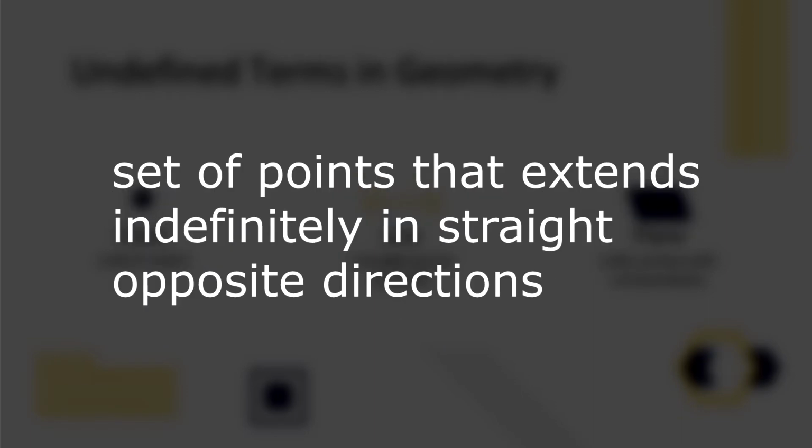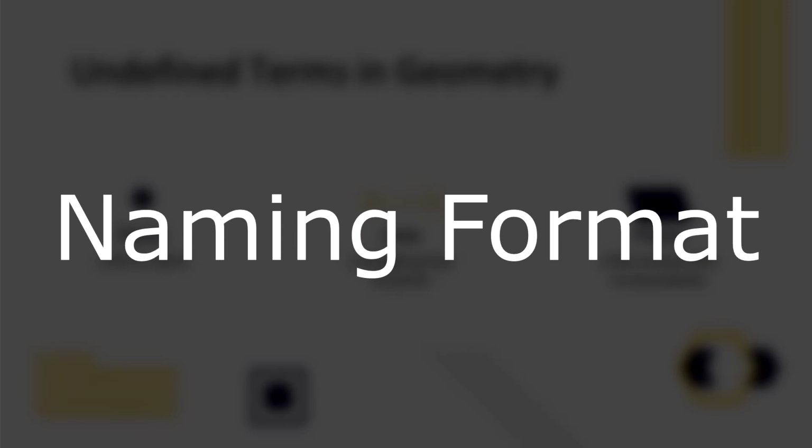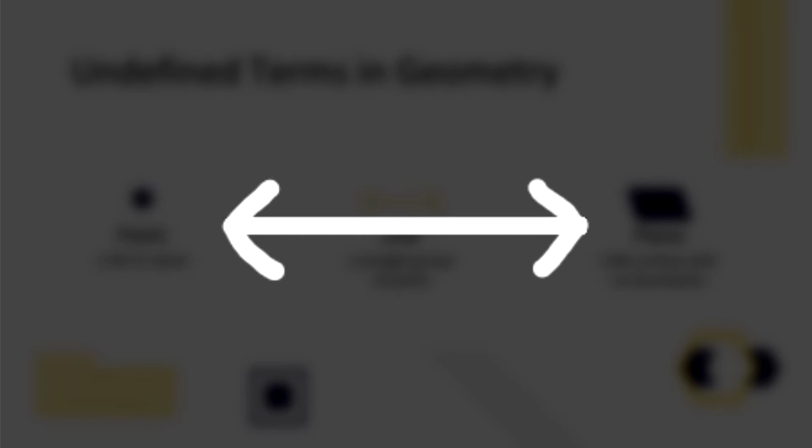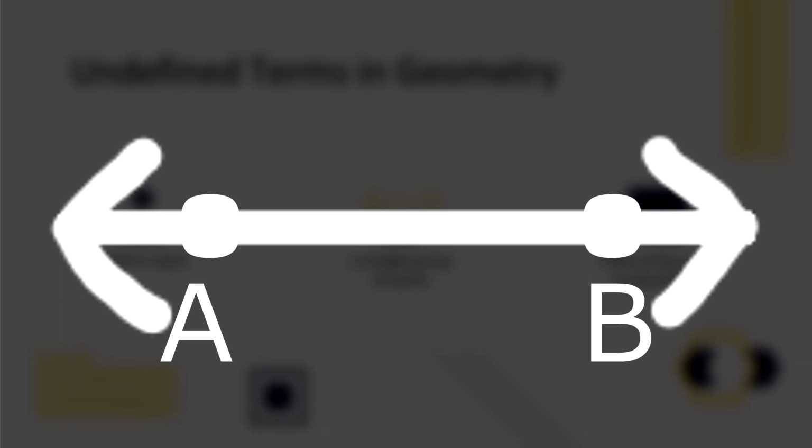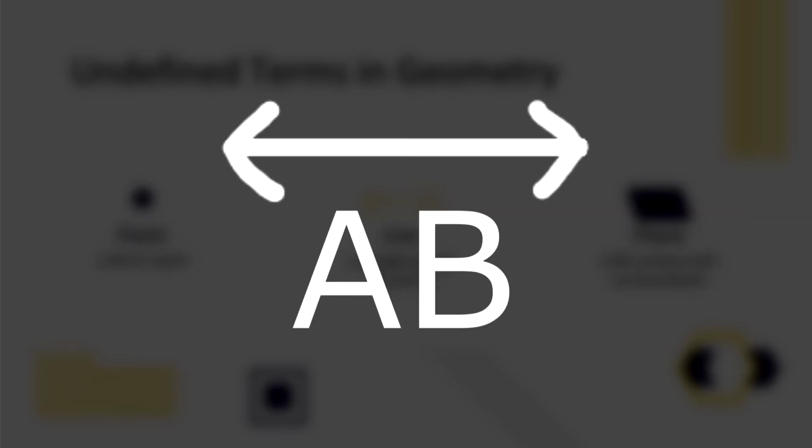Now, when you connect 2 or more points in a straight direction, you can make a line, which is our second undefined term. A line is a set of points that extends indefinitely in straight opposite directions. Generally, naming lines can be made by using any 2 points in the line with the line symbol on top of both letters. For example, this line is described by 2 points, which are points A and B. Therefore, we can call this line AB because it is a connection of 2 points, which are points A and B.